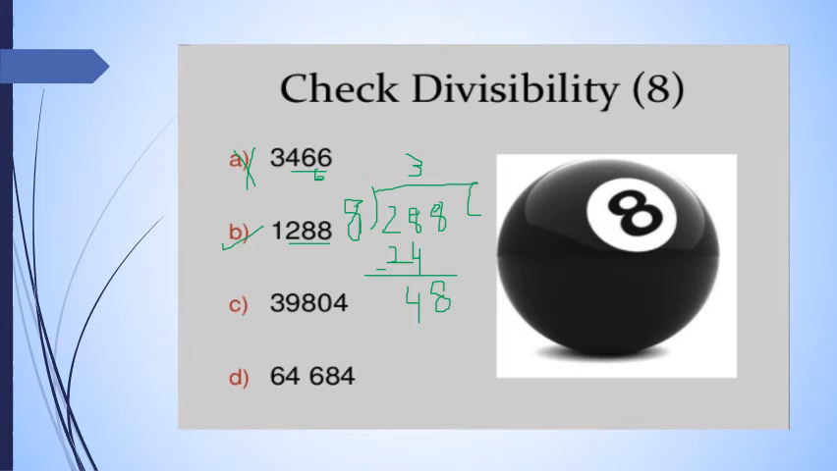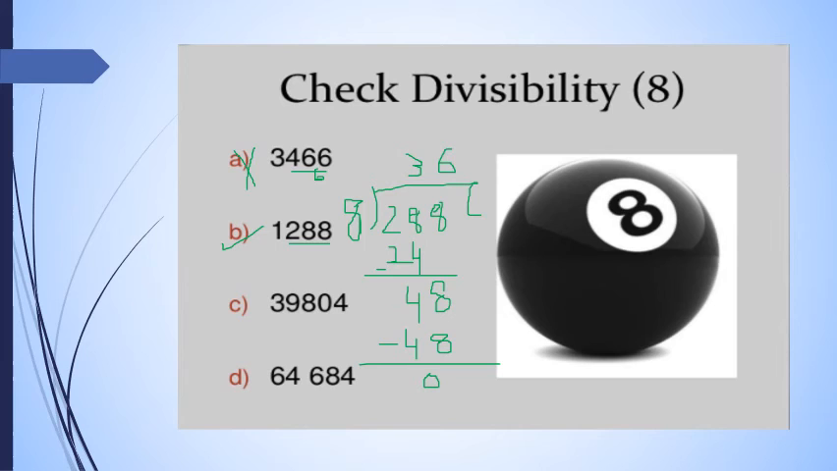Now we can divide 48 by 8 by 6 times, so 8 times 6 is 48. Subtracting 48 from 48, there will be 0, so the remainder is 0. It means that the last three digits are divisible by 8, so this complete number is divisible by 8. In this way we can check divisibility by dividing only the last three digits by 8.